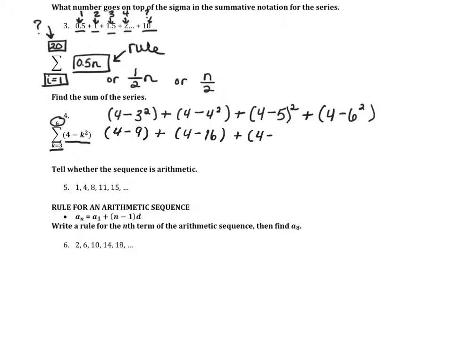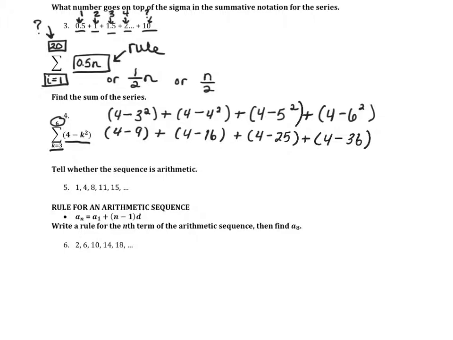4 minus 5 squared. Oh, and you know what, on that one, let me fix it. I put the parenthesis in the wrong spot. I erased that parenthesis. It should be on the outside of that squared sign. All right, so 5 squared, 25, plus 4 minus 6 squared, which is 36.